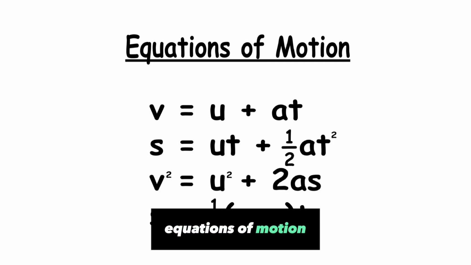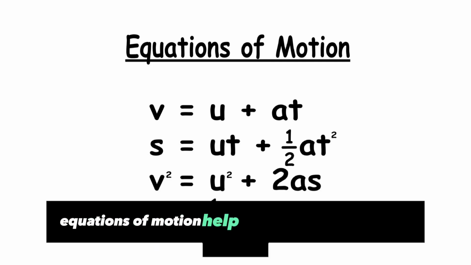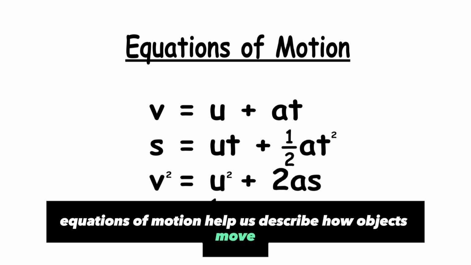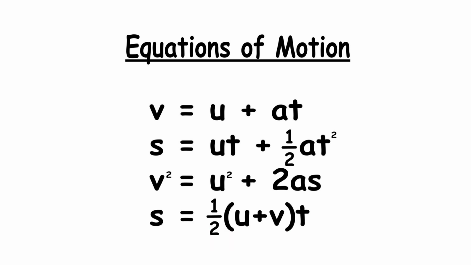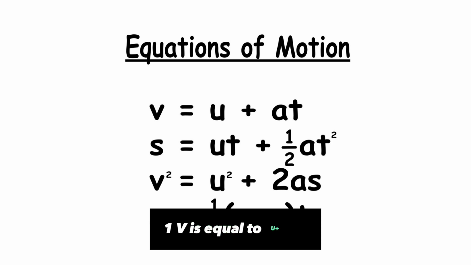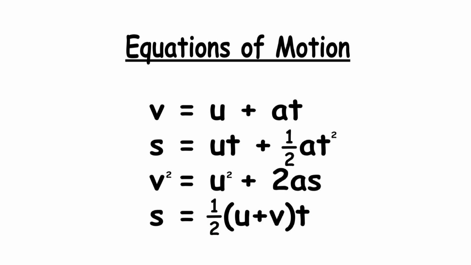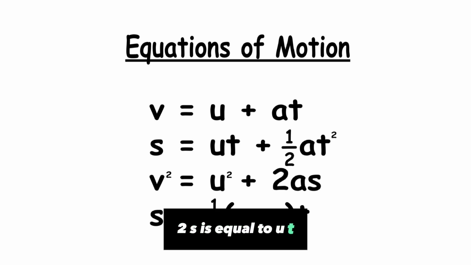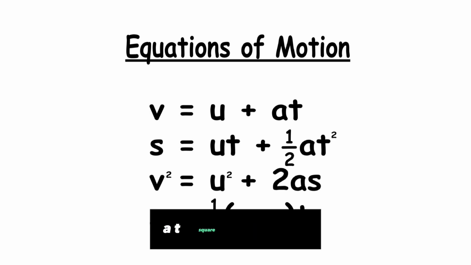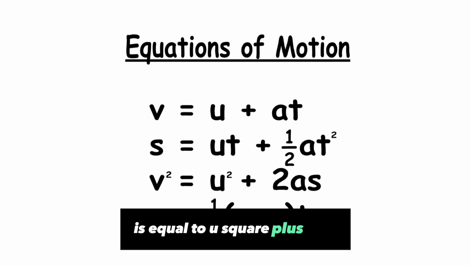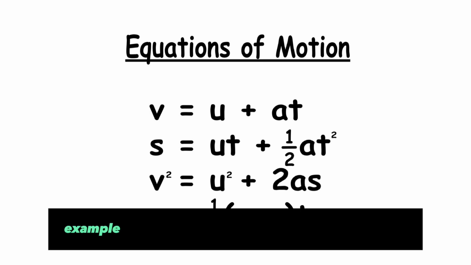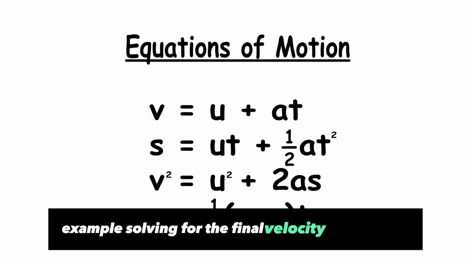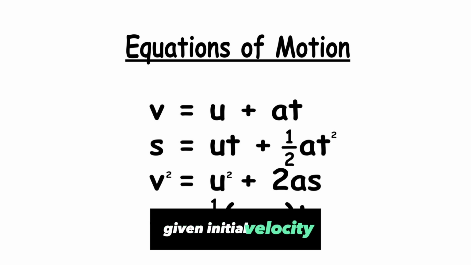Equations of motion. Equations of motion help us describe how objects move. There are three of them. 1. v = u + at. 2. s = ut + 1/2 at². 3. v² = u² + 2as. Example, solving for the final velocity of an object given initial velocity, acceleration, and time.